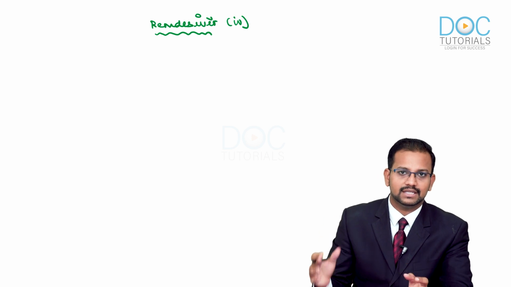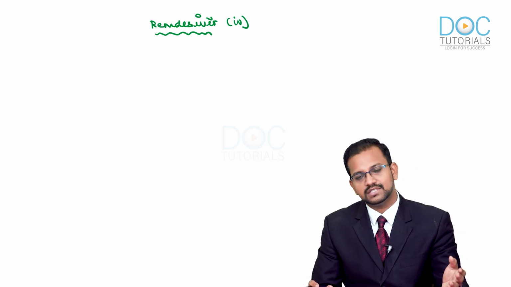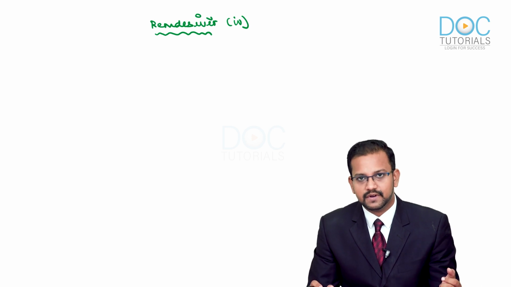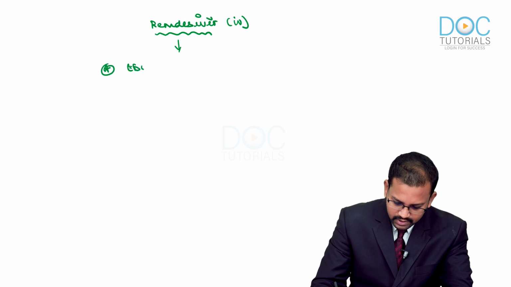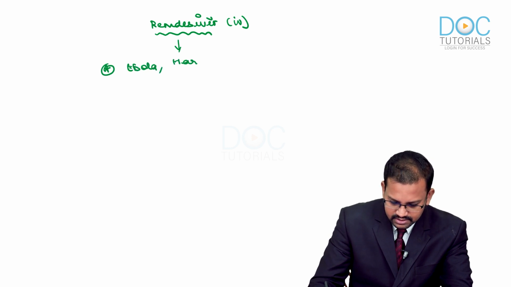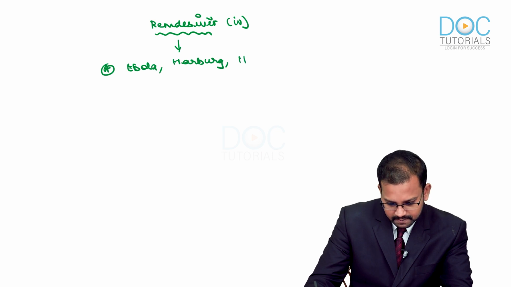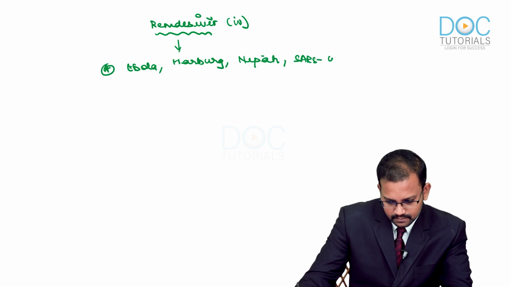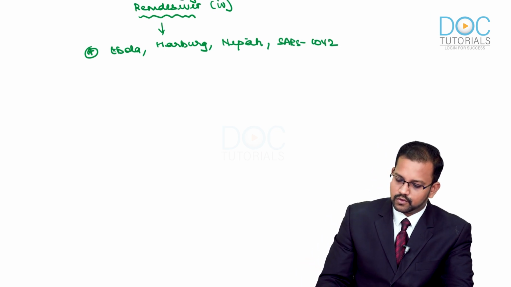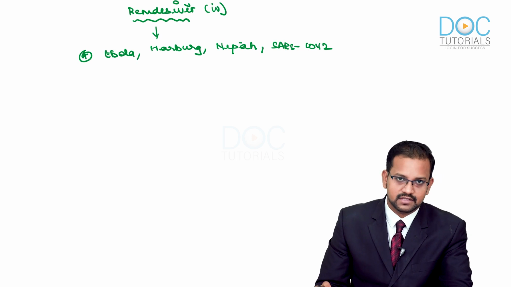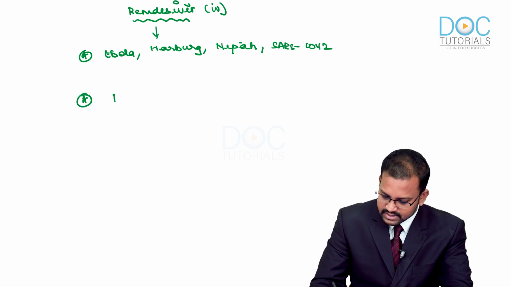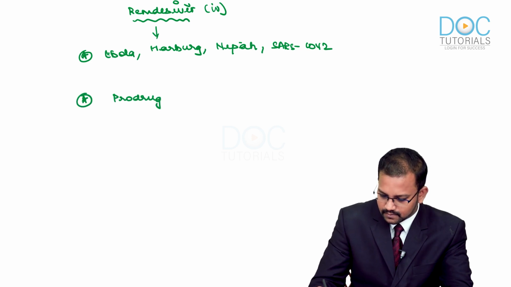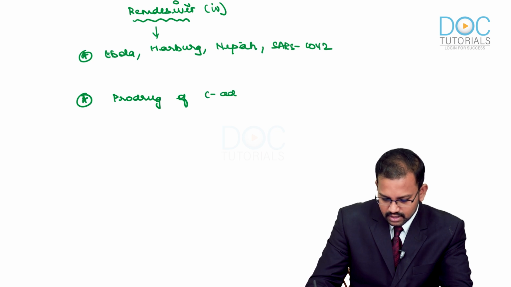For what other viruses can we use Remdesivir? Just like azithromycin has been tried for many different viruses, Remdesivir has been tried similarly for Ebola, for Marburg virus, for Nipah, and also for SARS-CoV-2. For these four viruses, we have tried Remdesivir as one of the treatment options. This drug is actually a prodrug of adenosine.